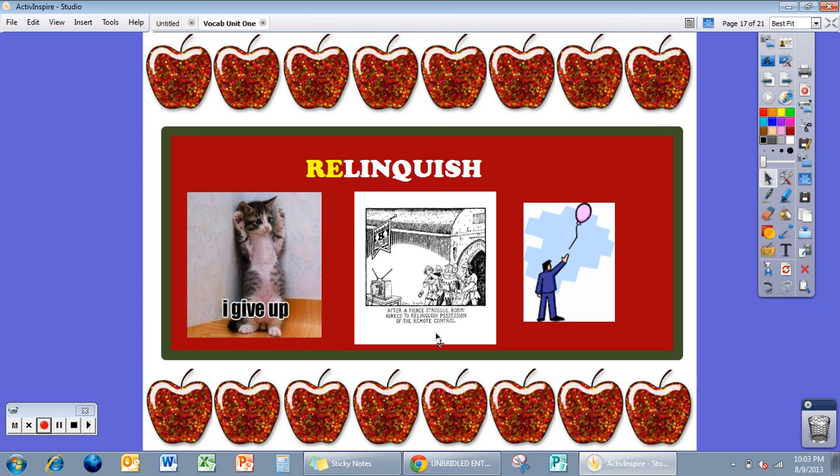I don't know how well you can see this picture here, but it says, after a fierce struggle, Robin agreed to relinquish possession of the remote control. And I'm sure that maybe you have people in your family who love to have control of the remote control, and in this little cartoon, Robin is finally giving up the remote control, which I'm sure is a big deal based on what that picture is. And then we have the cute little guy there who is letting go of the balloon. He's relinquishing the balloon, letting it go from his possession.